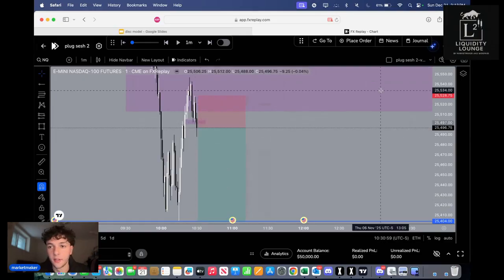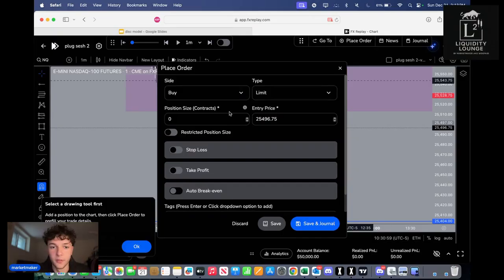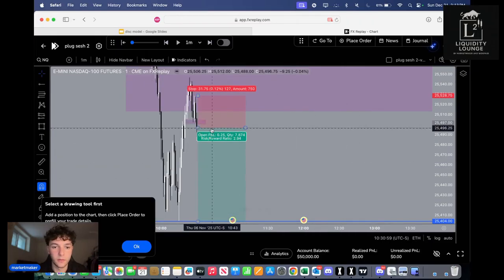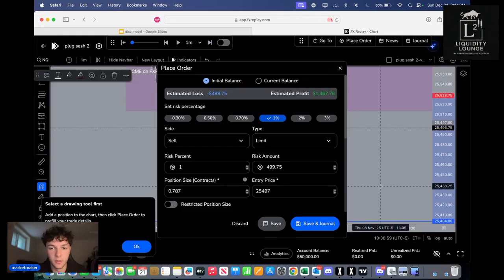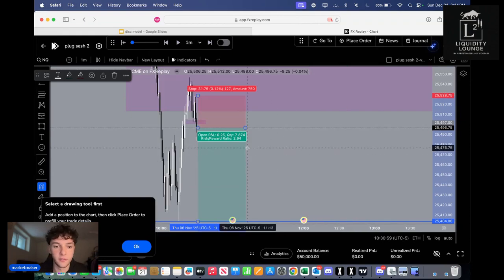IFG right here. Let's see if this would play out. Let me place the order. All right, let's say we go in 1 con. Why am I at a buy limit here? Hold up. What is this? All right, place order. All right, so we're risking 1%, so risk 500 to make 1,500, right? So save. All right, let's see if this would play out now.